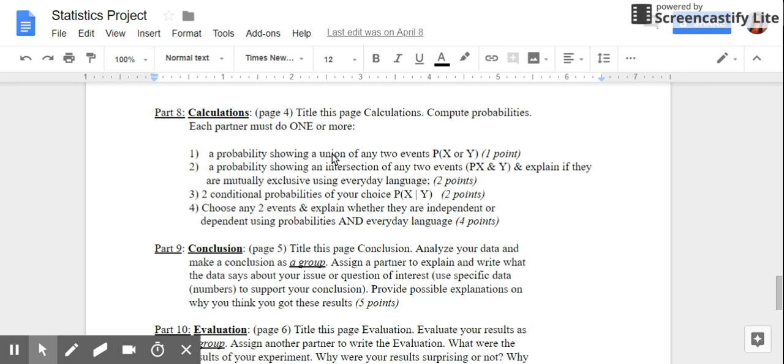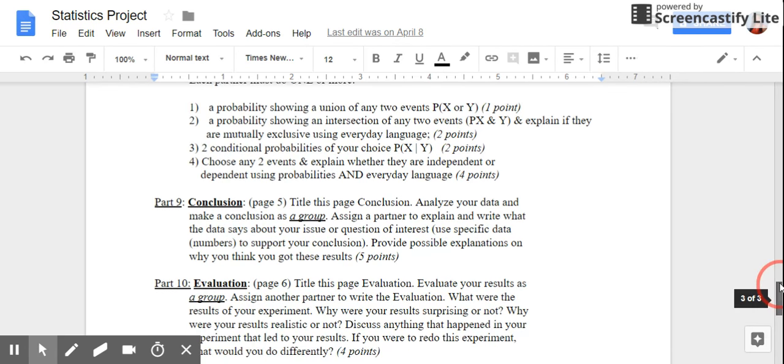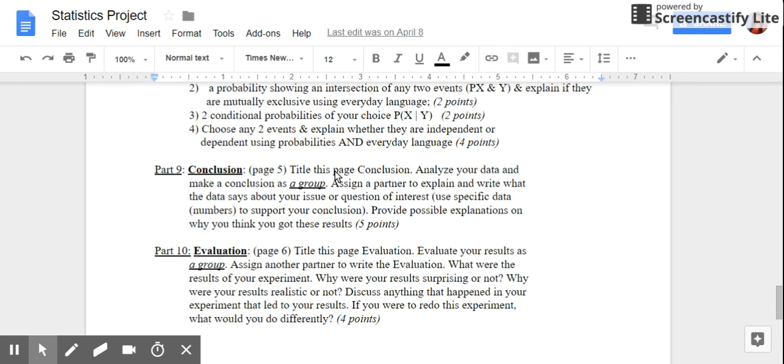And this calculation has to be a union question. Number two has to be an intersection question. And number three has to be a conditional probability question. And it's actually two questions in here. All right, again, these questions are related to your experiment. It's not about iPhone or Android. That's my experiment.